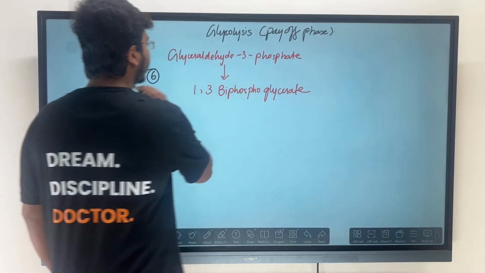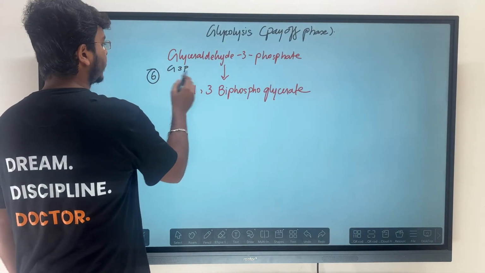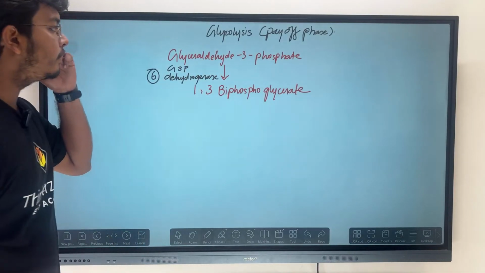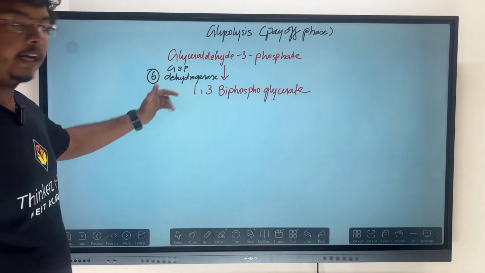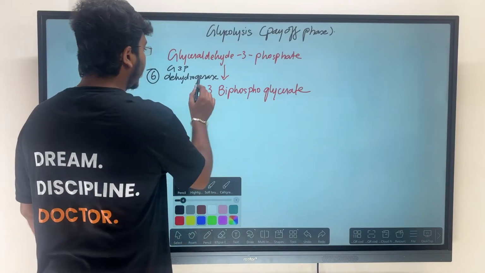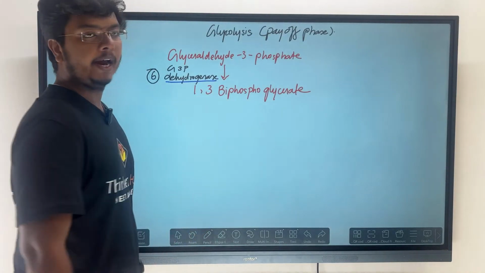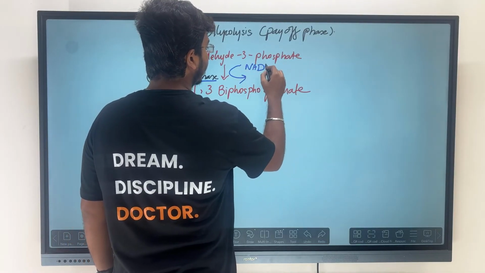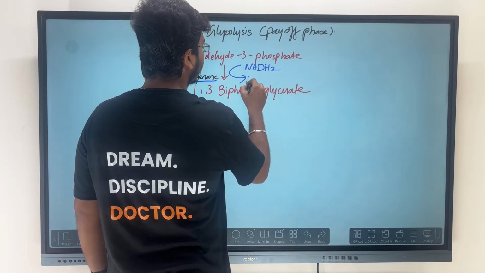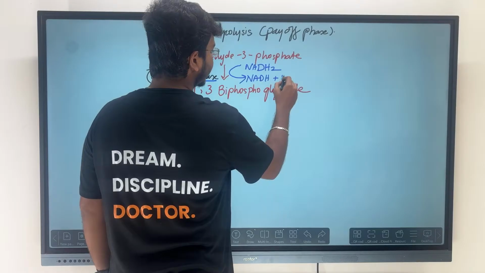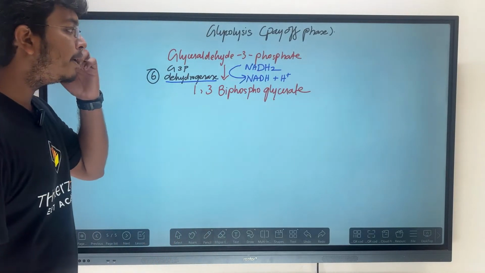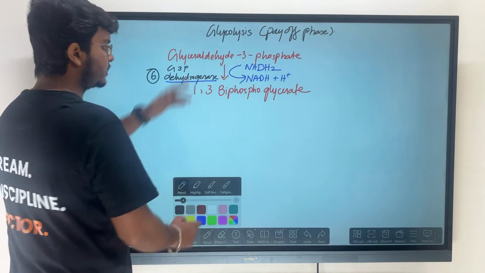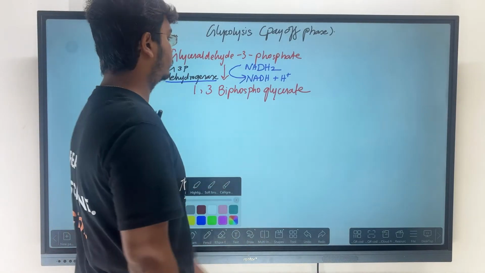We are going to use an enzyme called glyceraldehyde 3 phosphate dehydrogenase. Because of the term dehydrogenase, that means removal of hydrogen. So how are we going to remove hydrogen? NAD will be reduced to NADH plus H plus. So what happened here? We are going to get hydrogen in this process. During this step, we are going to gain NADH2.